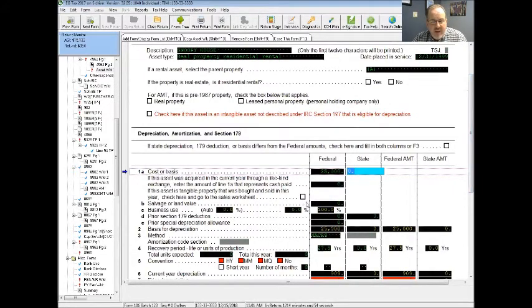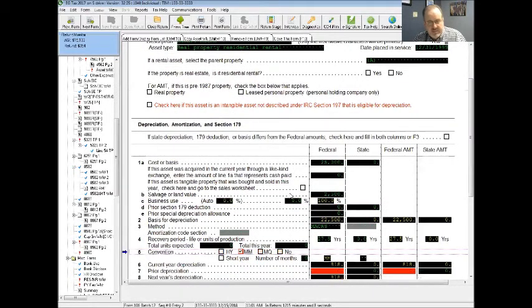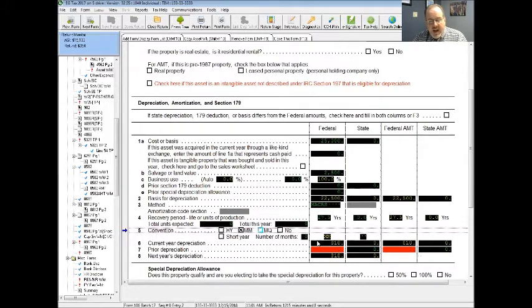Now, land value. If you don't know it, rule of thumb, take 10%. All right, 27.5 years. And for rental property, we're always going to use mid-month. And again, I apologize, but that's just the nature of the software.